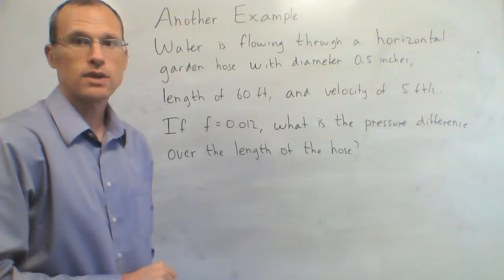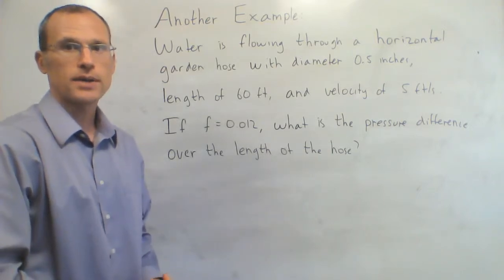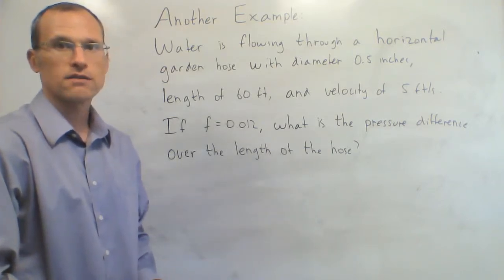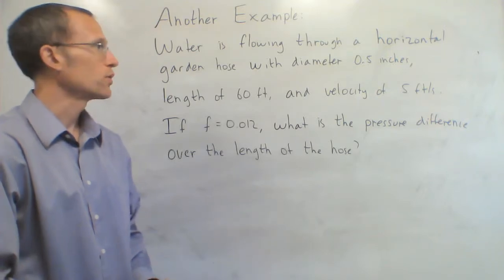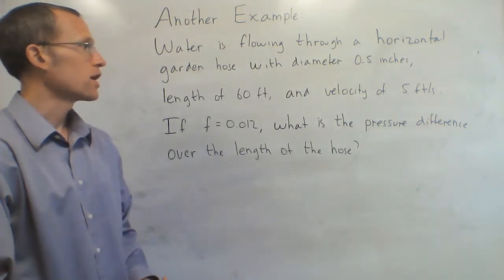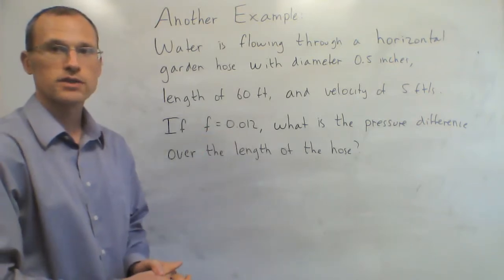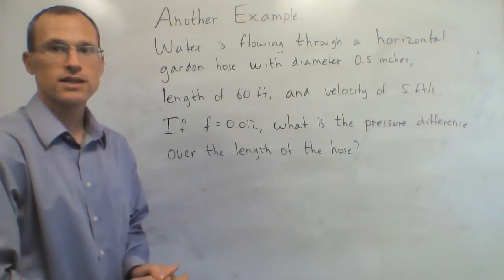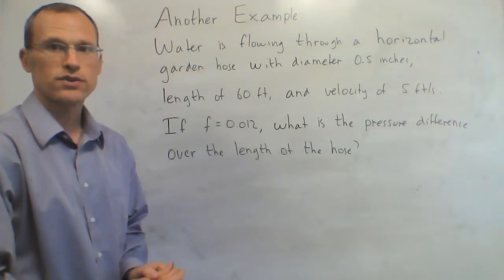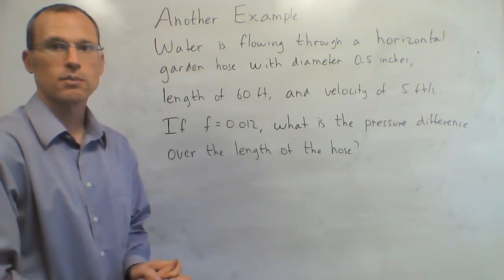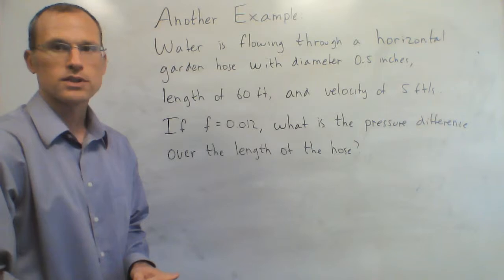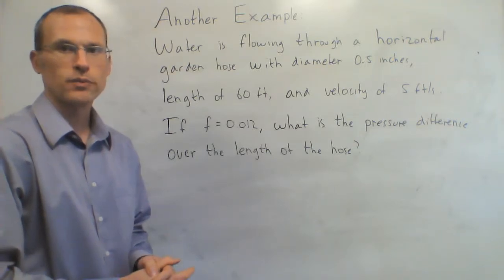The second example, have a standard garden hose, diameter of 1/2 inch, length of 60 feet. Have water flowing through that at a velocity of 5 feet per second. I'm given the friction factor of 0.012. So based on that scenario, what is the pressure difference across the length of the pipe, or length of the hose? So this is kind of a standard situation you have at home.